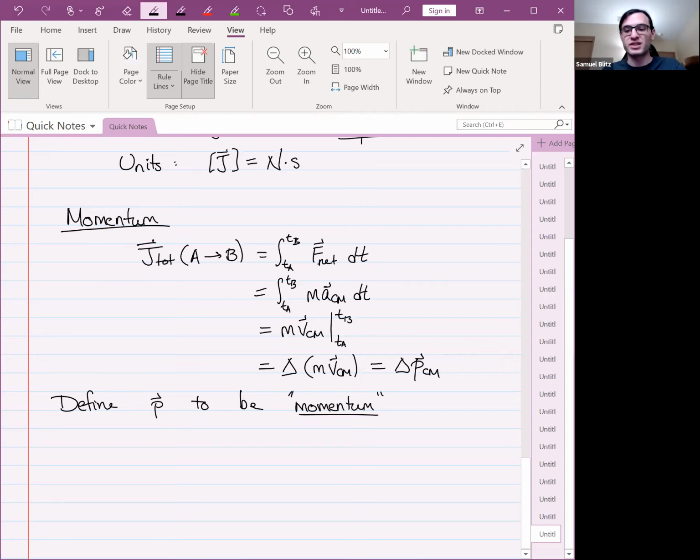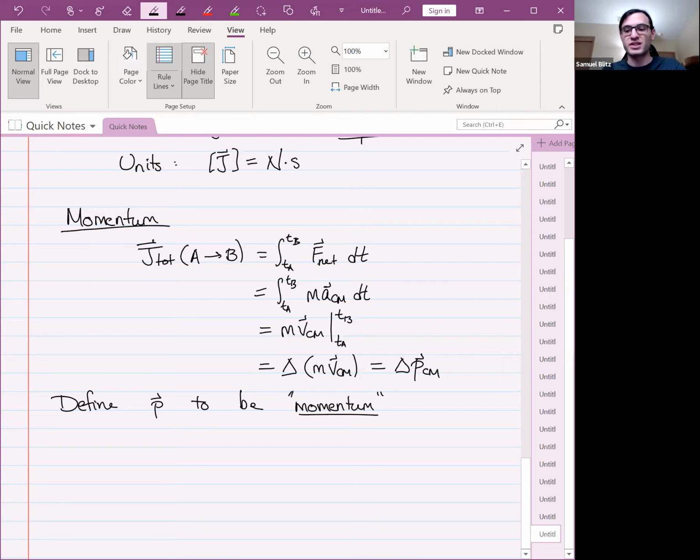So what impulse tells us is how the momentum of the center of mass of a system changes. And if the system is just a single object, then it is just the momentum of that single object, which is just its mass times its velocity. So this is just to say that P is mv.